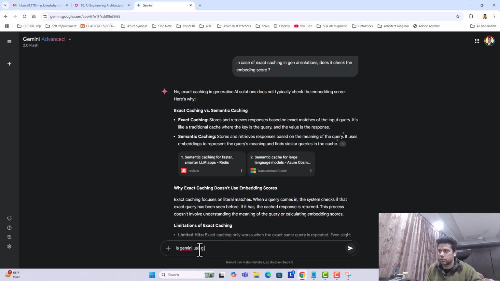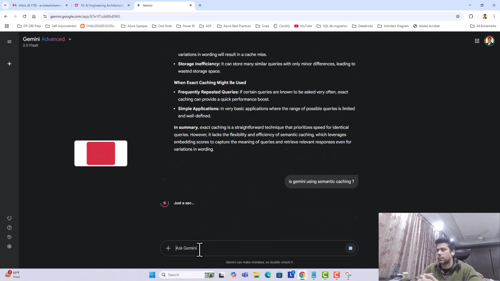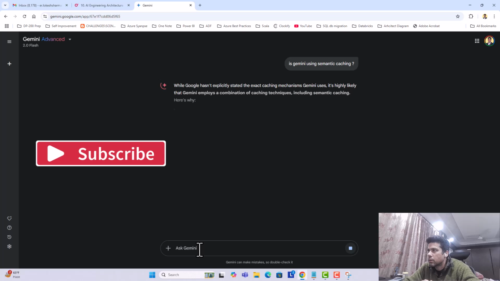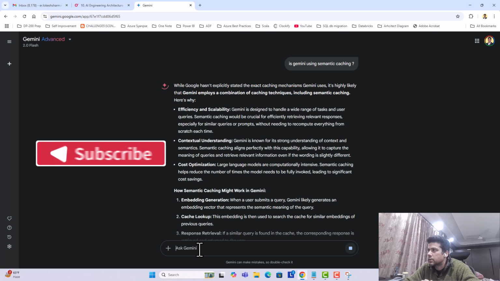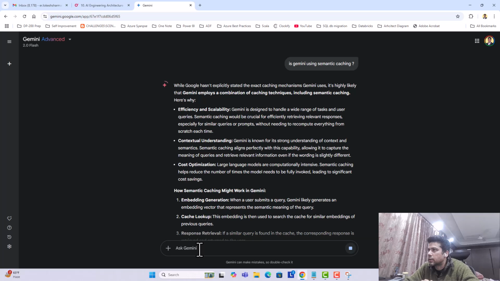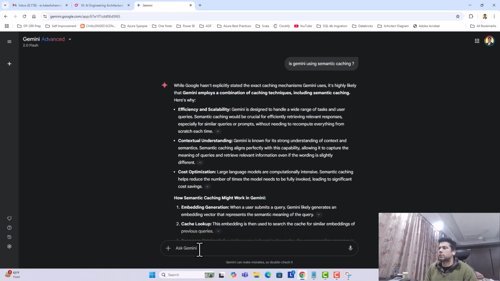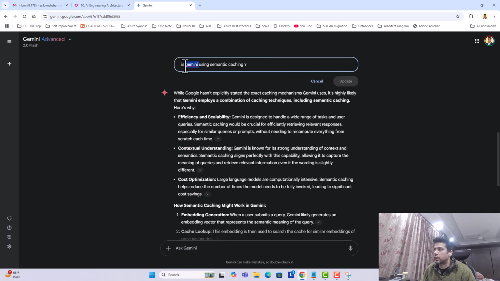Is Gemini using semantic caching? Well, Google hasn't explicitly stated the exact caching mechanism. It's highly likely that it employs a combination of techniques, including semantic caching for efficiency. Okay. So maybe Gemini is a closed model, so that's why they are not returning this answer. So maybe I should change this and just ask DeepSeek, is it using semantic caching?